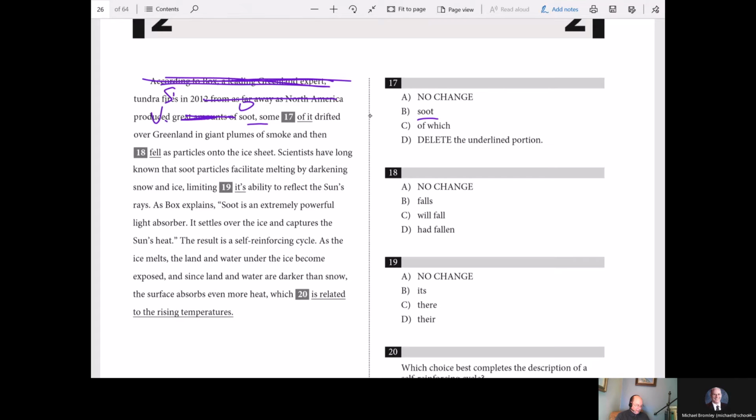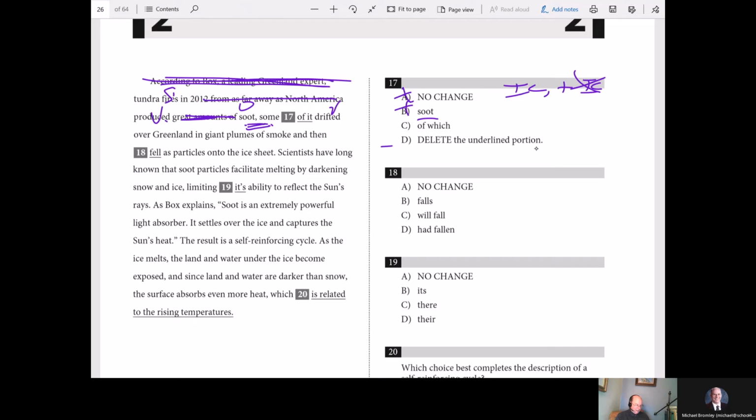Now, when I look at this, I ask, is this an independent clause? So some of it drifted. That is an independent clause. I notice that I do not have a conjunction between soot and some. So A cannot be right because I have two independent clauses and I have to have a comma and a conjunction, and I don't, so A is wrong. Now, soot does the same thing. If I do some soot, well, soot is the subject and drifted is the verb, so that can't be right either. Of which, soot, comma, of which, let's skip that.